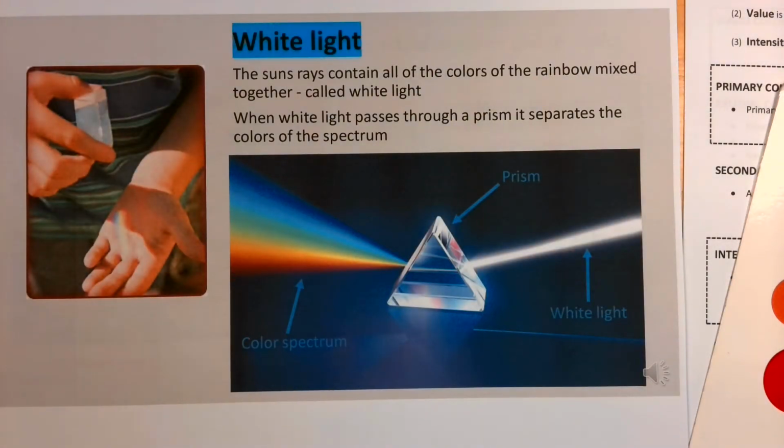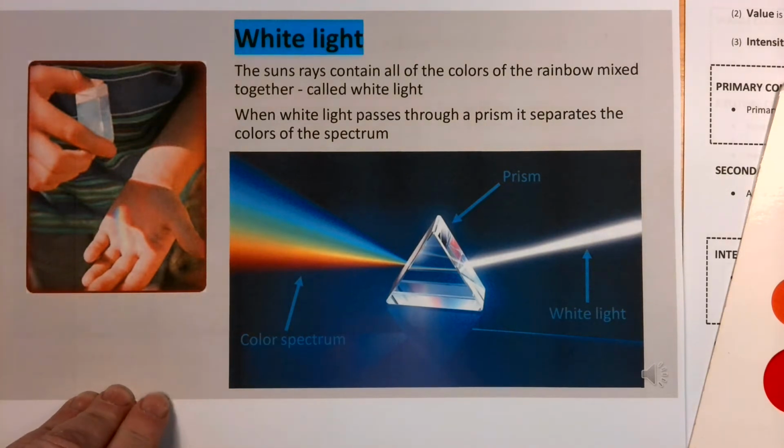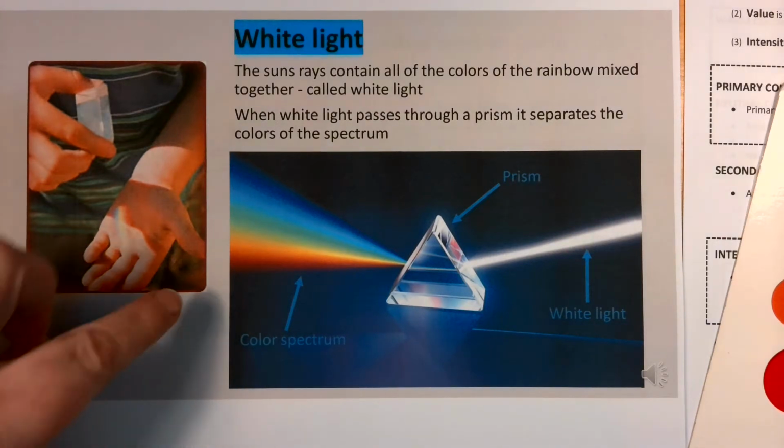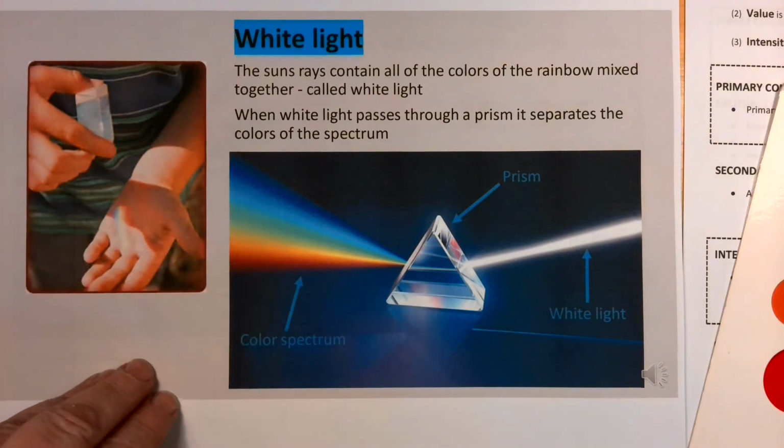White light. The sun's rays contain all of the colors of the rainbow mixed together, and that makes white light. So when white light passes through a prism, it separates the colors of the spectrum into what we know as the basic color spectrum, which forms our color wheel.